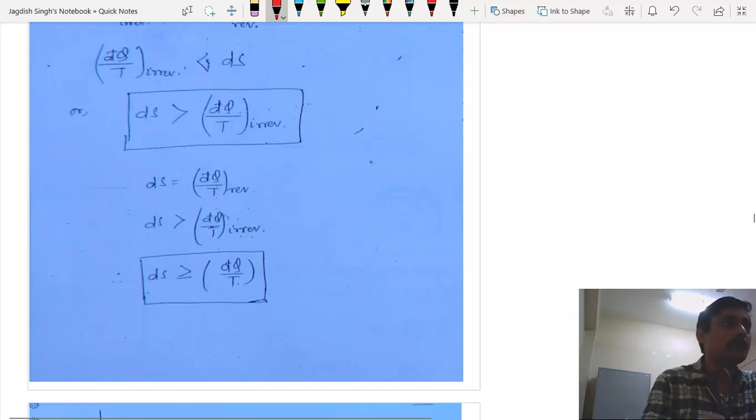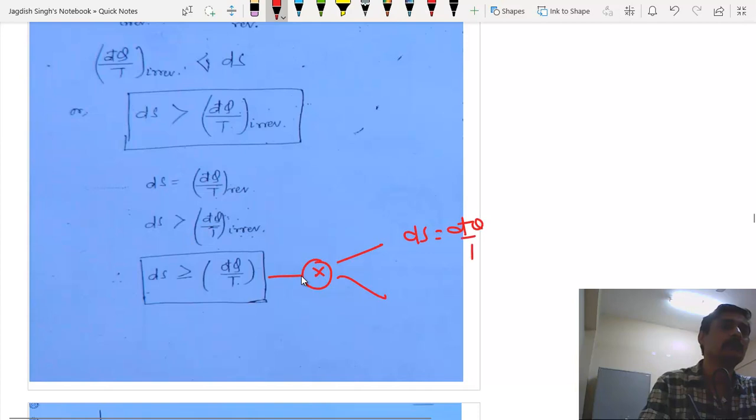Welcome you all. In this session, we will discuss the concept of entropy. We have already discussed that entropy is a property, and we have derived this equation. In this condition, basically there are two conditions. First condition, ds is equal to dq by T, and next condition, ds greater than dq by T.